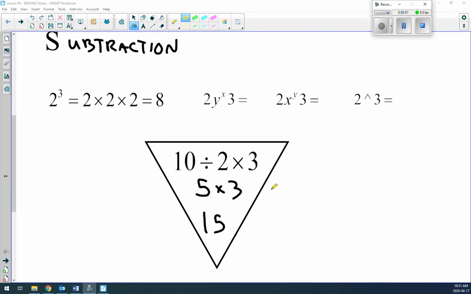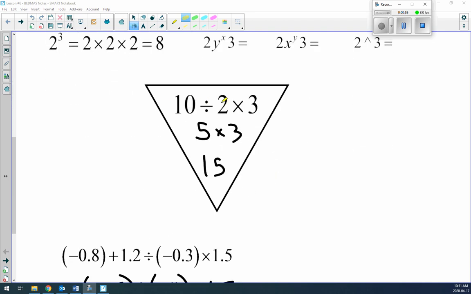So here we go. Let's do a basic one. 10 divided by 2 times 3. And what we're doing is, you can see the triangle here. This is what you want to do. You want to start with a long, wide one at the top and eventually get down to a single answer at the bottom. It's like an inverted triangle. So what do you do here first? Division or multiplication? Well, you just work left to right. So 10 divided by 2 is 5, and then 5 times 3 is 15.